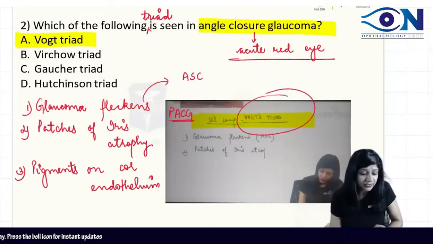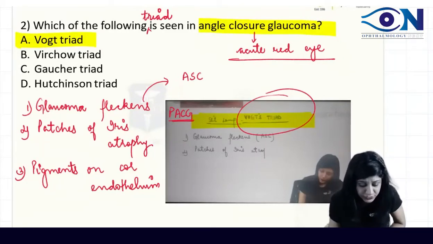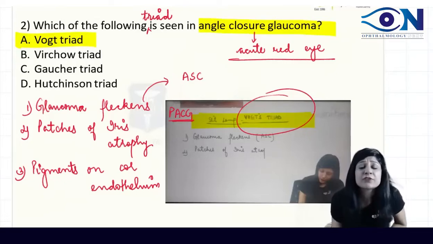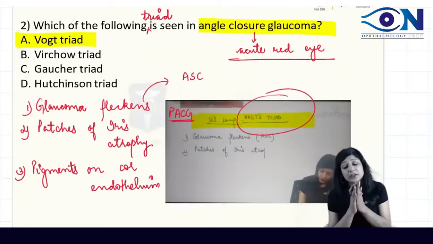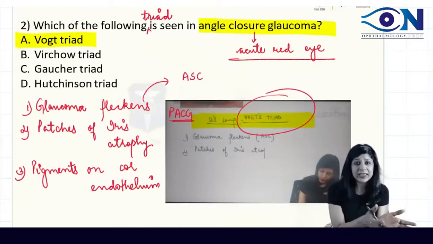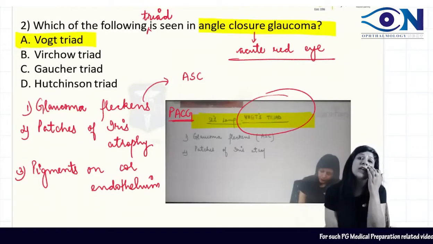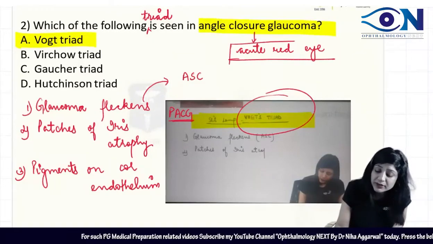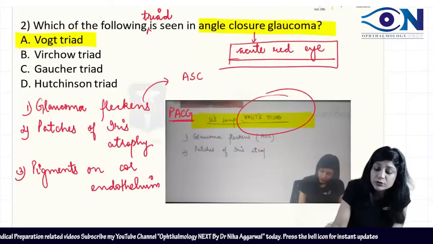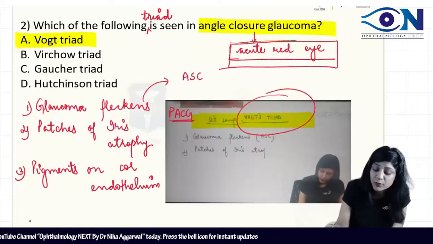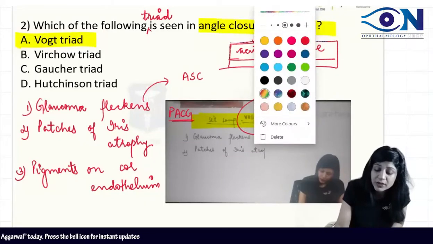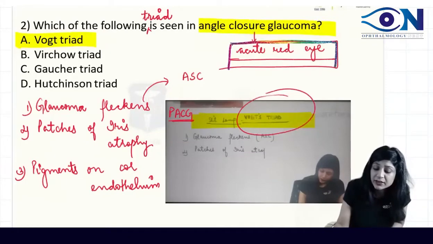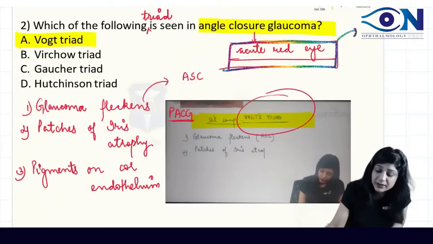Options are correct. Can you see? So this is a straightforward one. Another important thing is that they have asked you a straightforward question about which triad is found in angle closure glaucoma. This is also important in the clinical scenario form of the acute red eye. So you have to be really careful for your NEET that it can present as a clinical scenario.